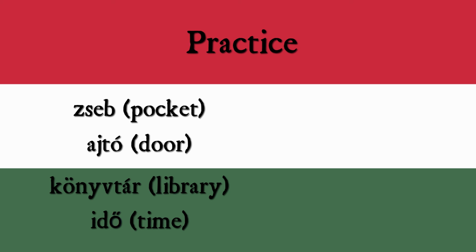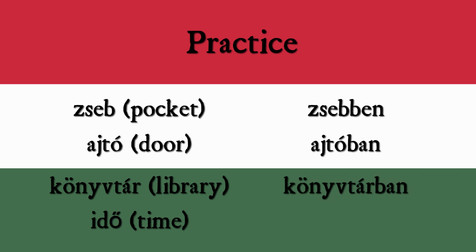Alright, the correct answers are zsebben, because e is a front vowel, ajtóban, because ó is a back vowel, könyvtárban, because although it's a compound word, the back á would still dominate the front ö. And the last one is időben, because the i is completely useless, so the influence is taken from the front vowel ő.